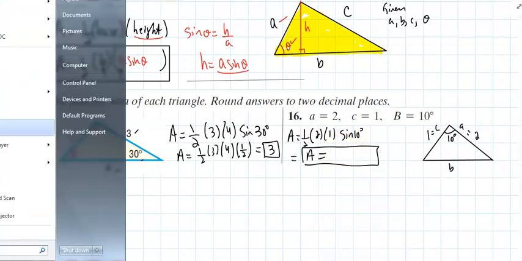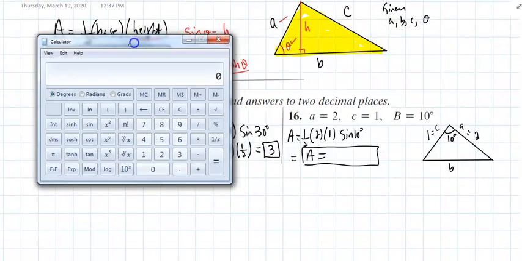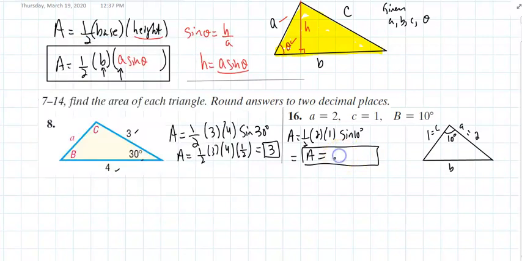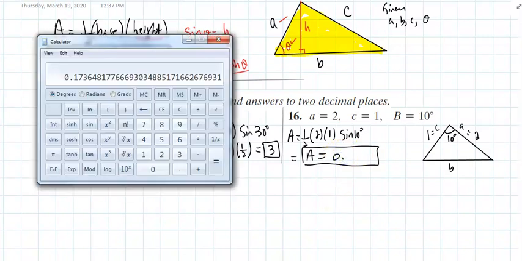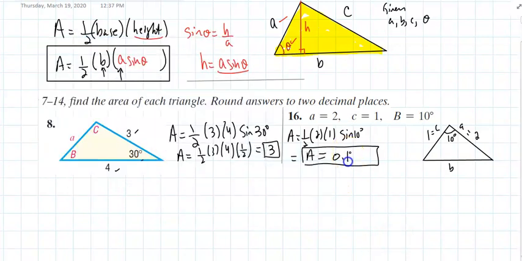where is it? Sine of 10 times, that's it, 0.174. 0.17, 2 decimals. Another way of finding an area of a triangle is by using Heron's formula.